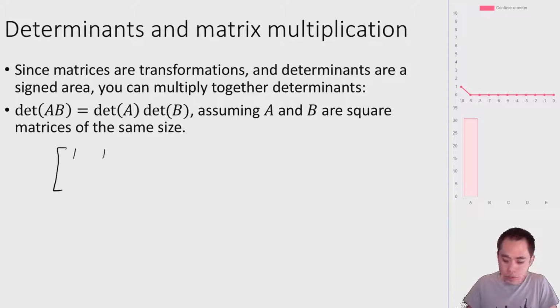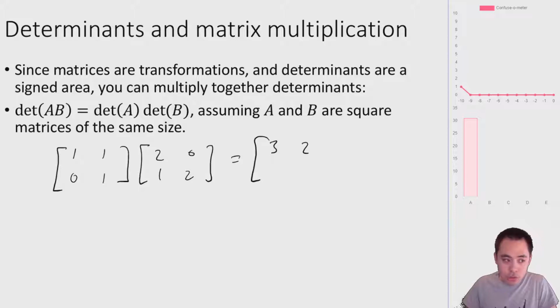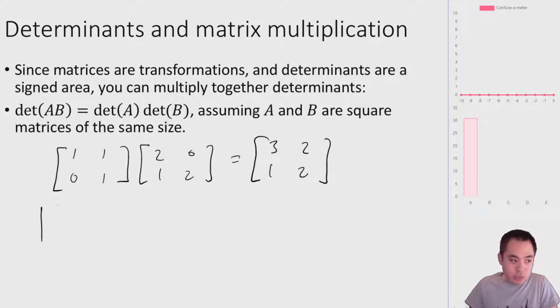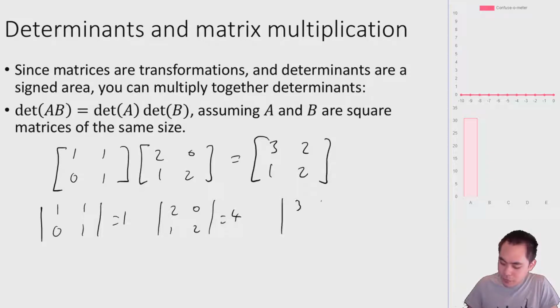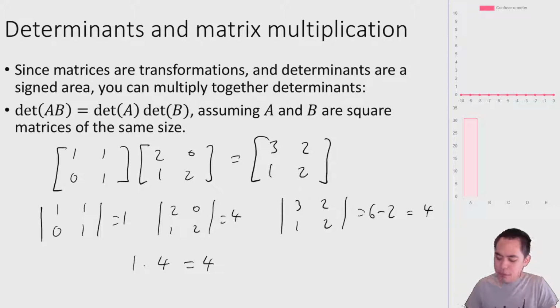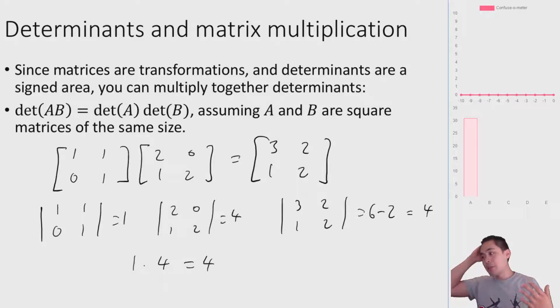So, for example, [[1, 1], [0, 1]] and [[2, 0], [1, 2]]. If you multiply these together, that's [[3, 2], [1, 2]]. And if you look at each of the determinants, the determinant of [[1, 1], [0, 1]] is equal to 1. The determinant of [[2, 0], [1, 2]] is equal to 4. And the determinant of [[3, 2], [1, 2]] is equal to 6 minus 2, which is equal to 4. And 1 times 4 is equal to 4. So one of the other cool things about determinants is if you multiply together matrices, you also multiply together their determinants.